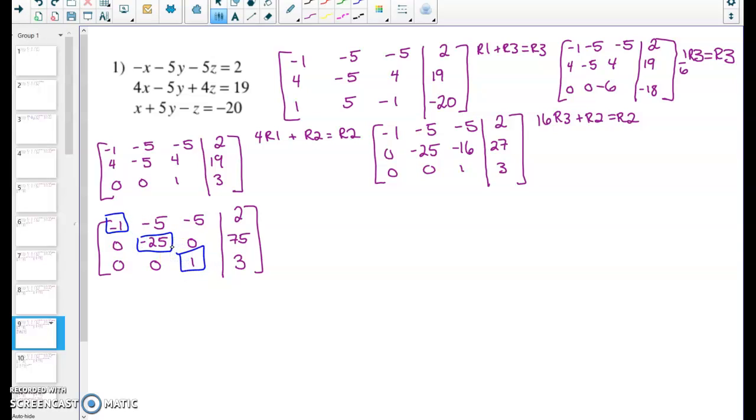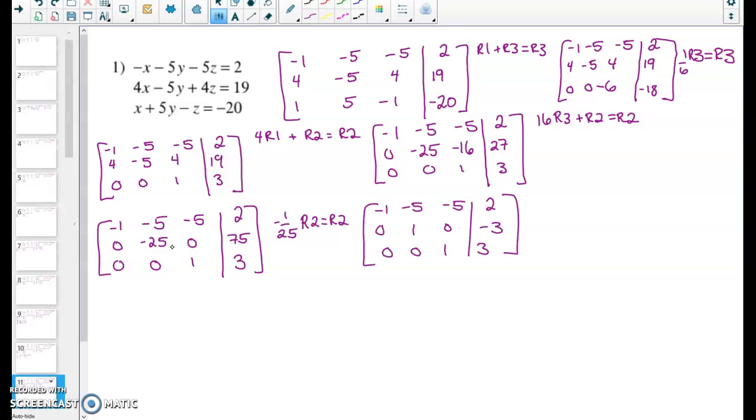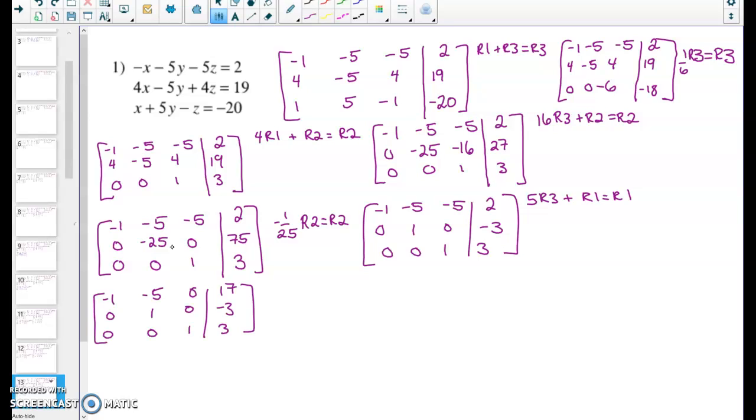So for row 2, everything is good except that negative 25. So I'm going to multiply row 2 by negative 1 over 25, and that will allow me to get that positive 1 that I'm looking for. And now all I need to do is figure out ways to get the 2 negative 5s in my first row to become zeros. So I do 5 times row 3, add that to row 1.